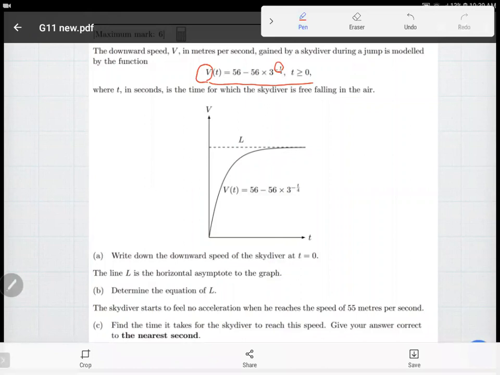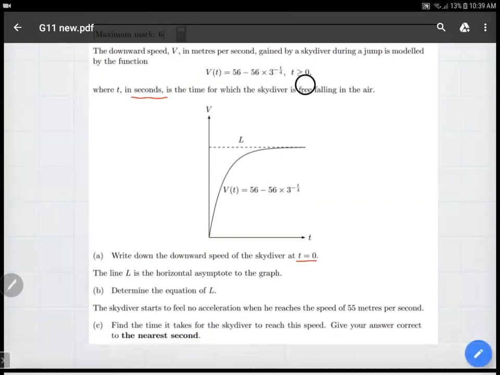Of course, you need to check the units. So for the time, we need to use seconds. So when we are doing the question, we need to be careful about the units. We have to use the same unit when we are solving the question. Okay, guys. So for part A, we will calculate the speed when t is equal to 0. Basically, we will put 0 as t into the equation.